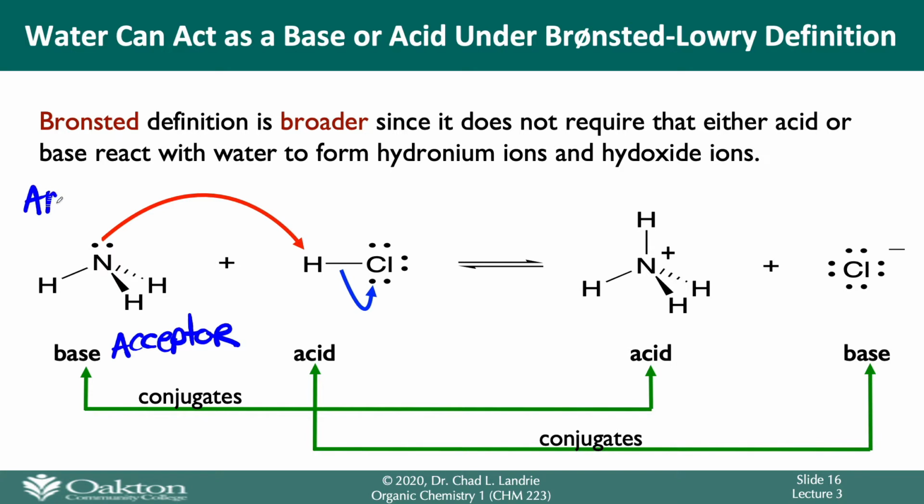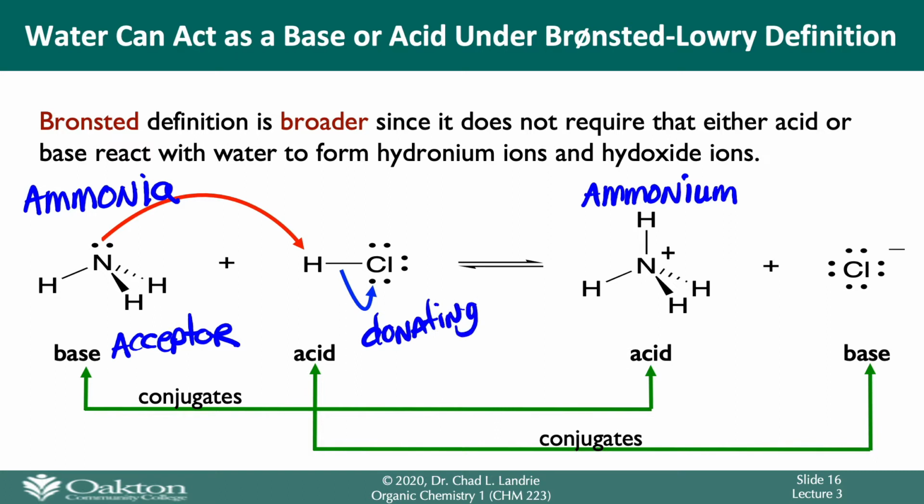Let's make sure we understand the difference in those words. This is ammonia, the compound, and this is an ammonium ion. And those are linked together. They're conjugate pairs. The conjugate acid of ammonia is ammonium, and it's gained one hydrogen atom. Likewise, hydrochloric acid is an acid here because it's donating a proton to ammonia. So hydrochloric acid is donating, and that's why it's an acid.